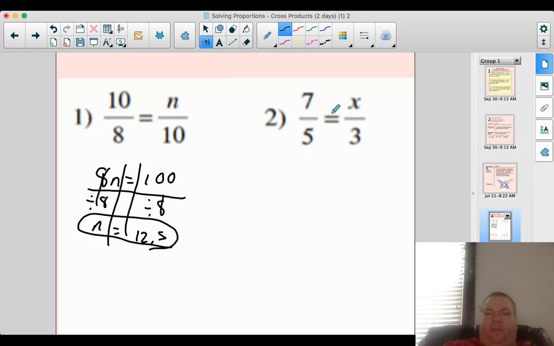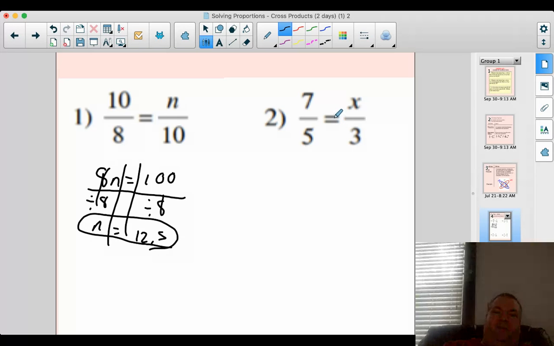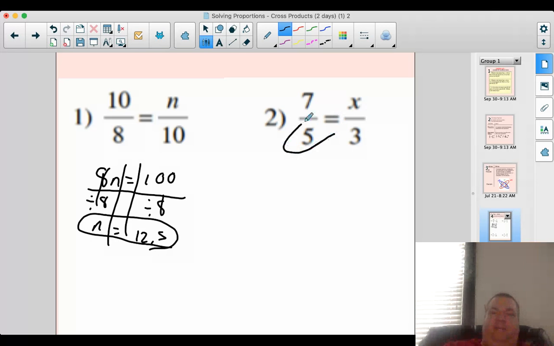Okay, let's try another one. So again, I just multiply the diagonals. 5 times x is 5x.